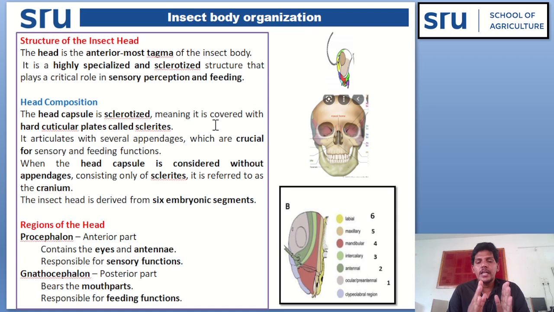The insect head is derived from six embryonic segments. See the regions of the head here: procephalon and gnathocephalon. The anterior part of the head is known as procephalon. It contains eyes and antenna, and it is responsible for sensory functions. This is the gnathocephalon region, the posterior part of the head that bears mouth parts, therefore it is responsible for feeding functions.